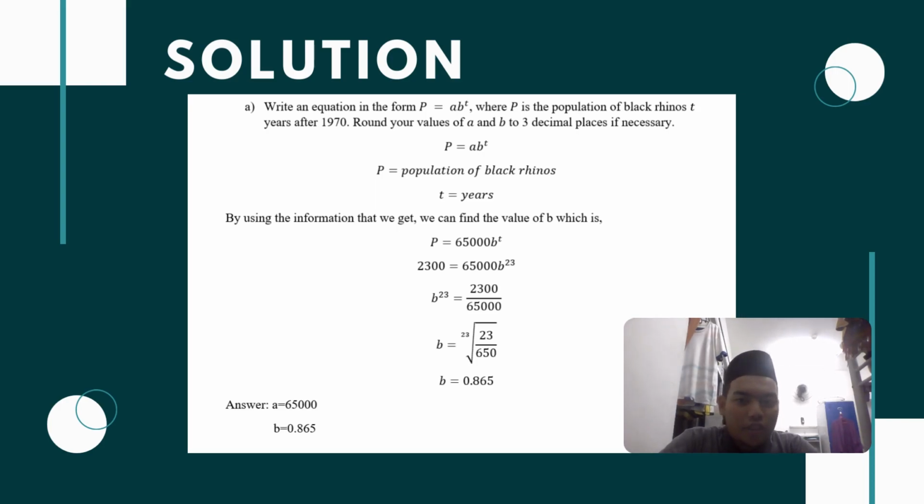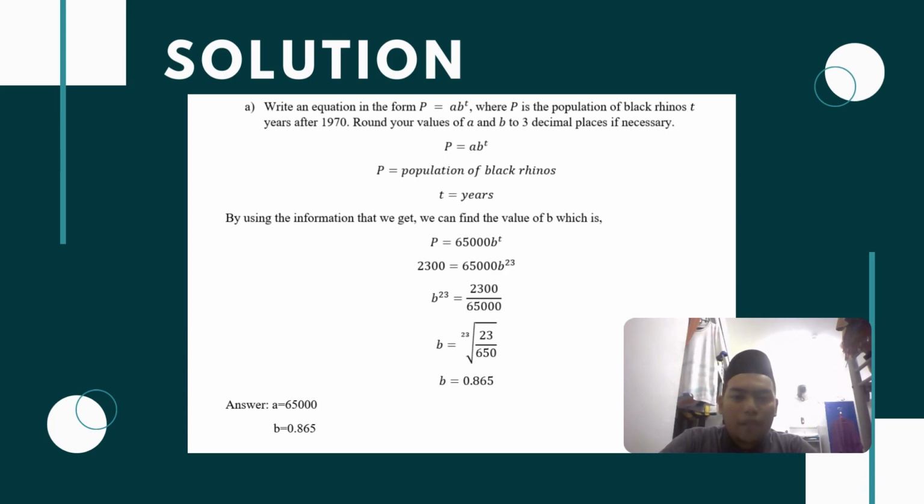Now, let's solve question A. Question A states: write an equation in the form P equals A times B to the power of T, where P is the population of black rhinos, while T is the year after 1970. Round your values of A and B to 3 decimal places if necessary. We can find the value of A from the question, which is the population of black rhinos in the year 1970.